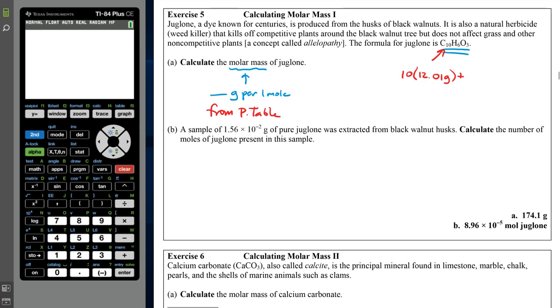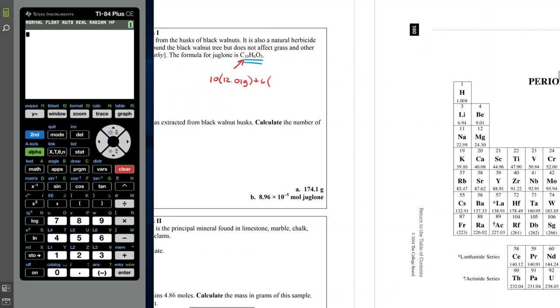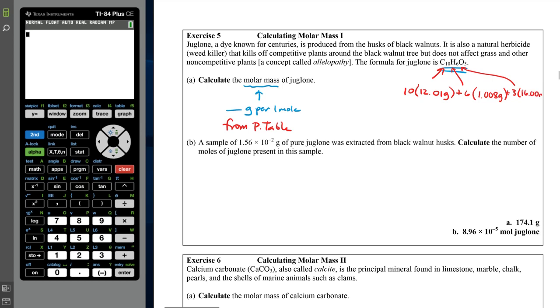All right, to that we need to add 6 times the hydrogen's mass. Take a look at your hydrogen's mass in the periodic table. Should see hydrogen at 1.008. We haven't used that one before in a previous problem, so we'll look that one up, 1.008. And we need 3 oxygens. So we're going to add to that 3 times oxygen's mass, which is 16. Add those all together, you've got the molar mass of juglone.